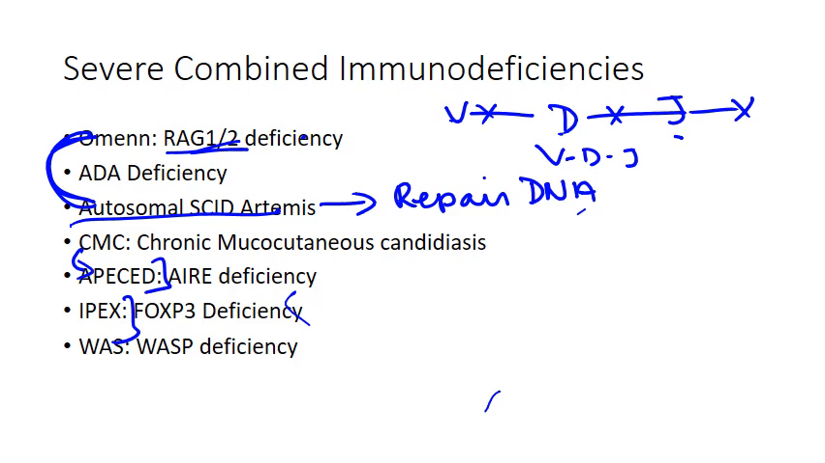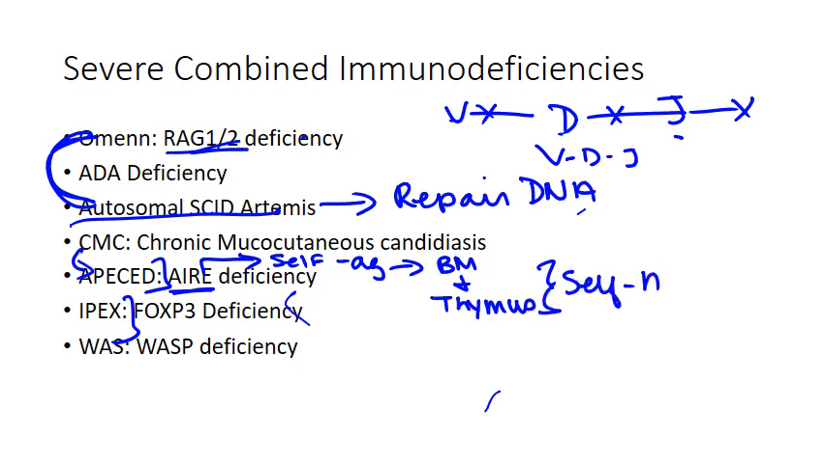APECD is due to a defect in the AIRE gene. Remember, AIRE is the autoimmune regulator. Basically, it allows for the expression of self-antigens in the bone marrow and the thymus when lymphocytes are developing. This is what makes it so that we don't attack self-antigens. So if it's not there, the self-antigen reactive T and B cells are not deleted. If they're not deleted, they're released into the periphery, and then they lead to autoimmune diseases.